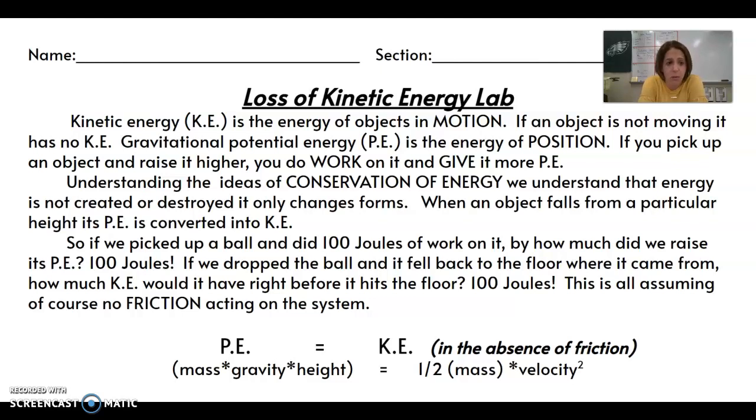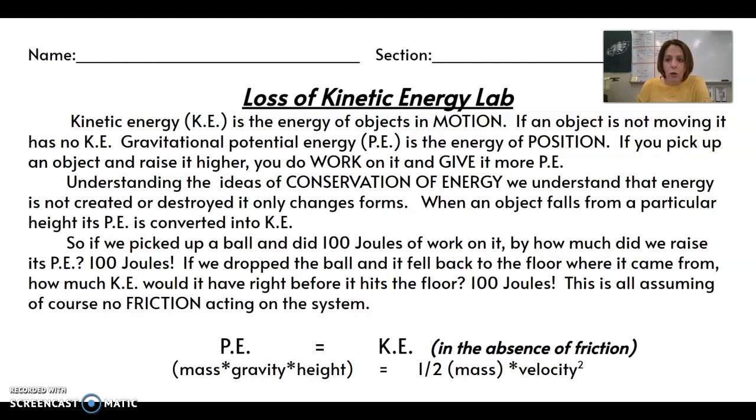So if we picked up a ball and did 100 joules of work on it, we raise it using 100 joules of energy. If we drop the ball, it's going to fall back down to the floor, and it's going to use, again, 100 joules of energy when it hits the floor. So if this is 100 joules of energy, when I hit my desk, it's going to use 100 joules of energy. It's just changing forms whenever we use energy. This is all assuming that there's no friction.